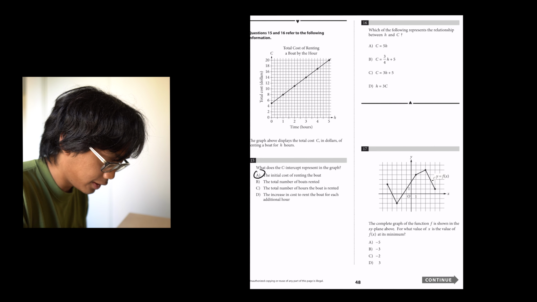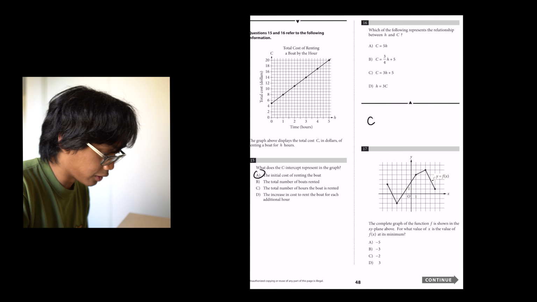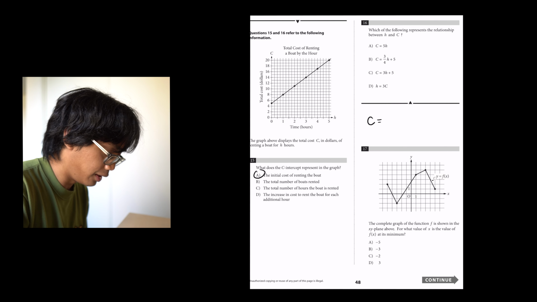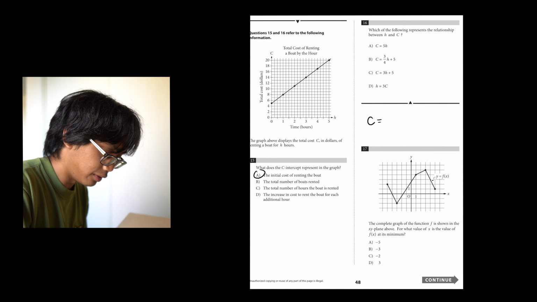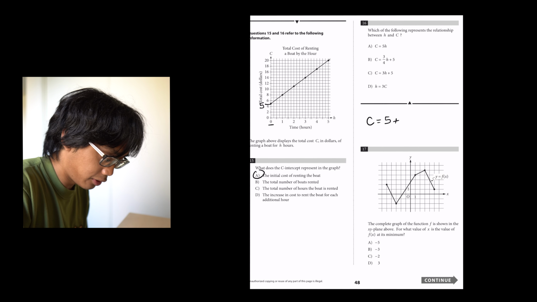All right, so moving on to 16, relationship between H and C. So we're going to be looking for an equation for the line. So we know that we're looking for the cost in dollars, and we know that the C-intercept is going to be 5 because that's the cost for renting it for 0 hours, which is 5. And then it's going to increase hourly, the total cost. And then we want to see how much is increasing each hour.